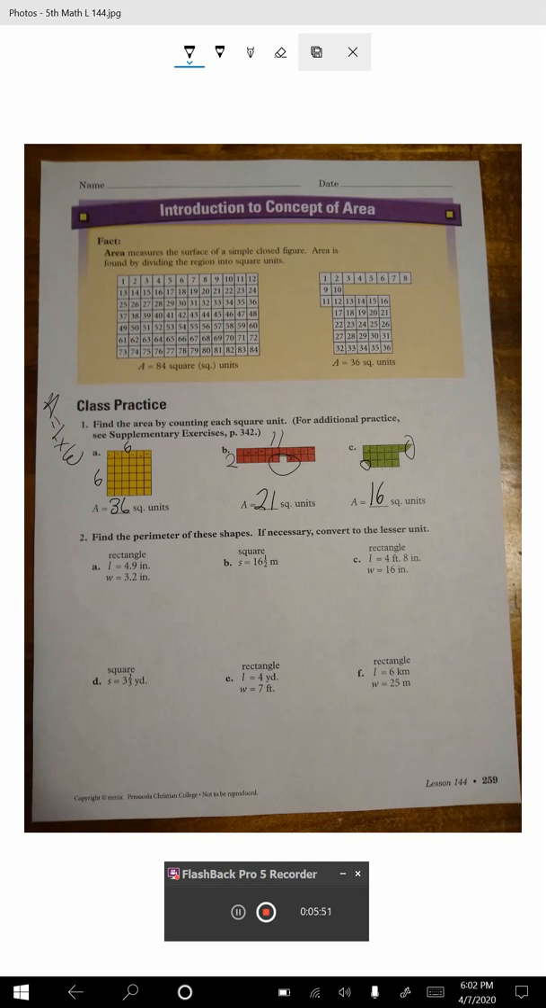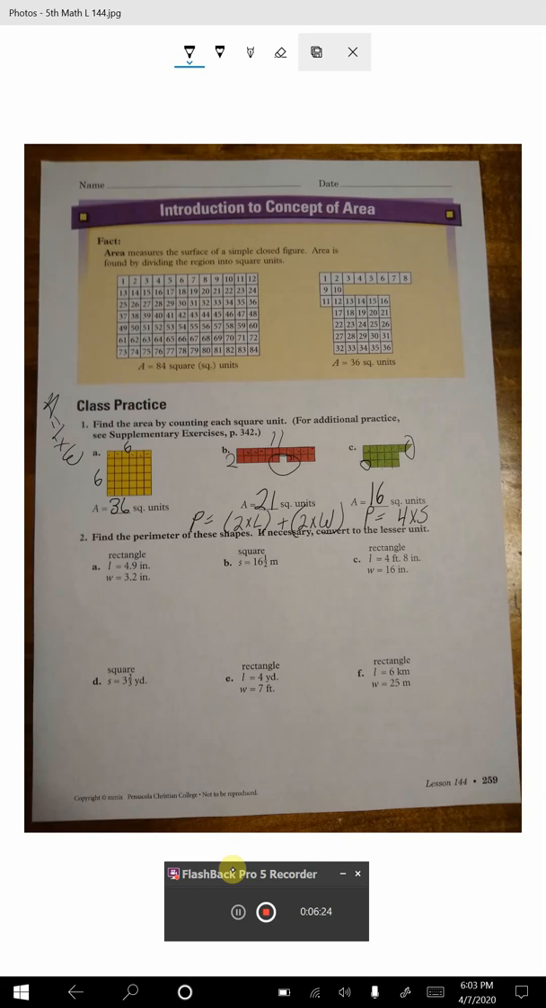Let's go back to perimeter. Now, perimeter is the distance around an object. So the formula for perimeter is 2 times the length plus 2 times the width. Unless it's a square, then it would be 4 times the sides, because they're all the same in a square. Okay? There's our 2 formulas. If we have a triangle, we just add up the sides, or anything funky.